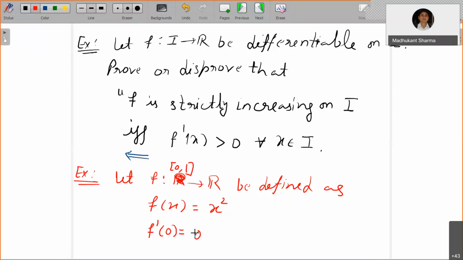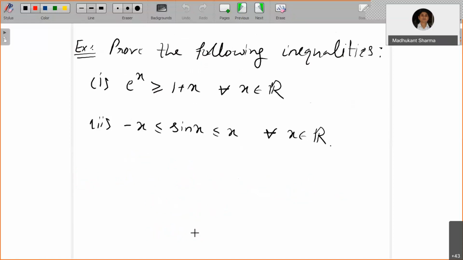Okay, right. So now let's also prove some other important inequalities. These you can take as an exercise as well. I'm just giving you the hint for the first one. Similarly, you can follow for the second.